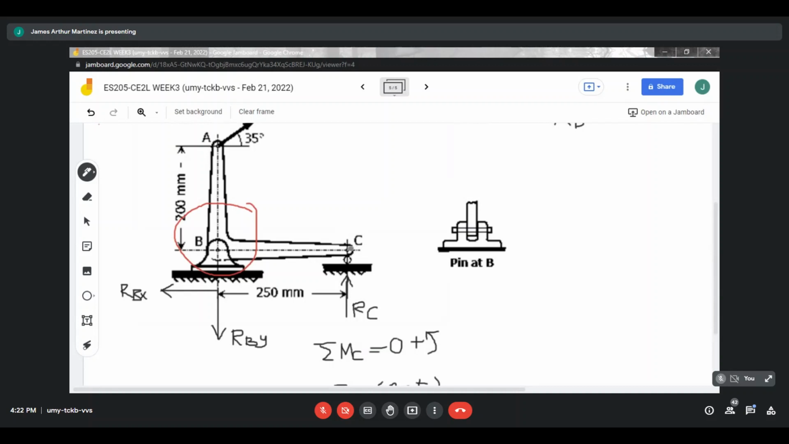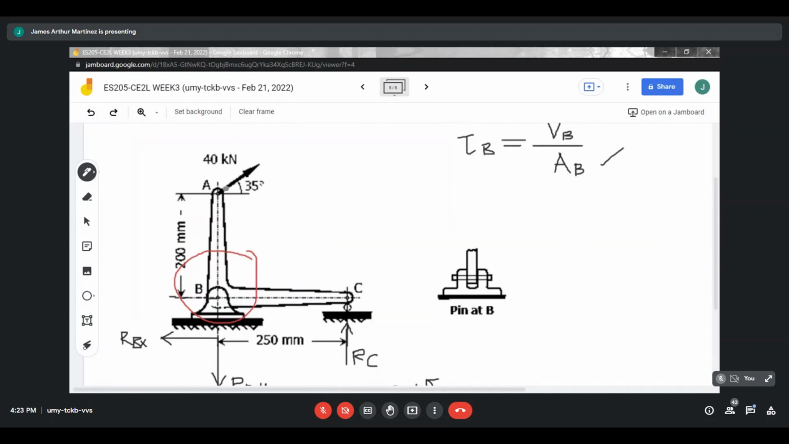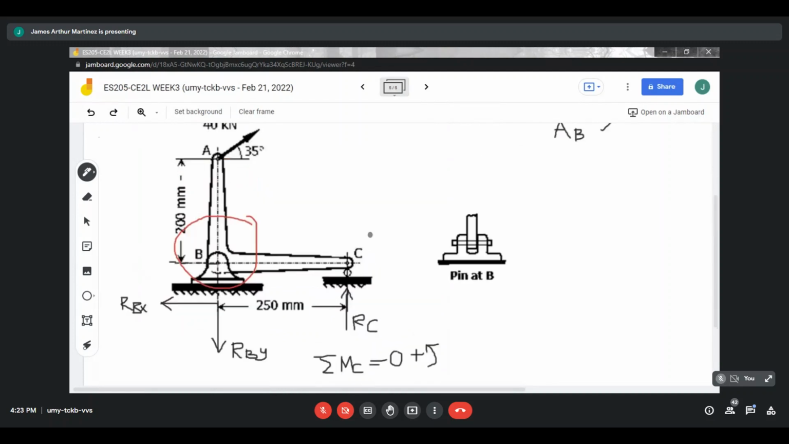So unsa pa man nga force. So RBX will just be canceled, no? Kay diri man na siya nag-act si RBX, class. And again, property sa tong moment, wala siya moment arm. So ma-cancel out lang na siya nga force. So any force nga mo pass through or moagi sa imong point of consideration kung asa ka nag-take og moment, that is just equal to zero. So therefore, ma-cancel na si RBX, leaving us with force A na lang, ang naay contribution sa ato ang moment at point C.